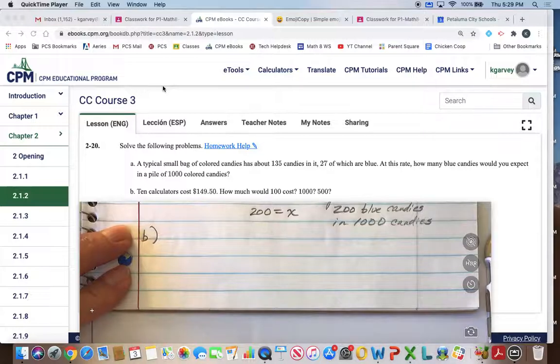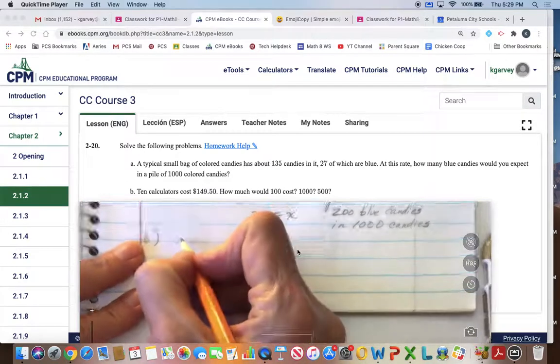Okay, now we're doing 2-20B. This one reads: 10 calculators cost $149.50. How much would 100 calculators cost? 1,000? 500? Okay, so this again is a proportion.